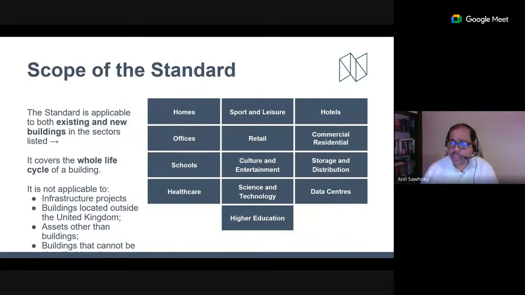So the scope of the standard is all these building types. It does require a whole life cycle approach, but it's definitely not applied to infrastructure projects. It's only for the UK, no other assets than buildings. And you have basically these types of buildings covered, from homes, hotels, data centers, offices, schools, commercial, and everything in between. So good wide buildings typology inclusion.